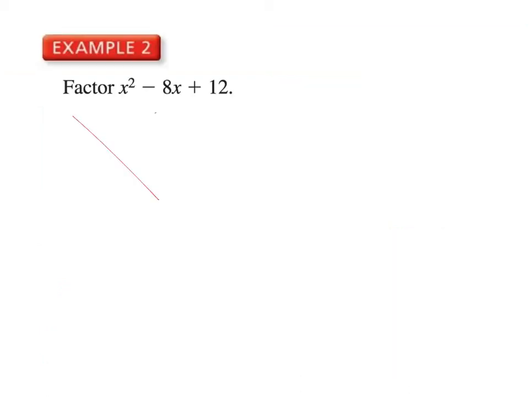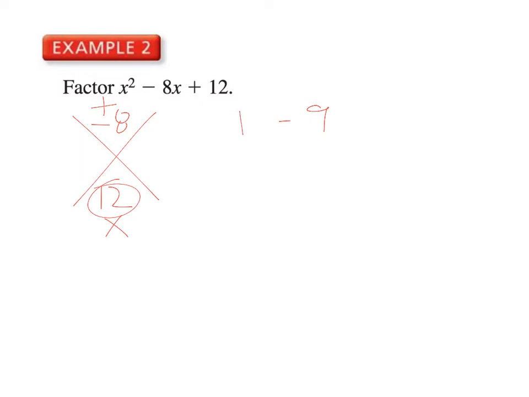Using the big X method, negative 8 goes on the top, 12 goes on the bottom. Got to find two numbers that add up to negative 8, multiply to give me 12. So I'm going to start off with 1. 1 plus what is negative 8? Well, that's going to be negative 9. Now, if I multiply these, I don't get negative 9. But my result is also negative. I'm supposed to get a positive result.